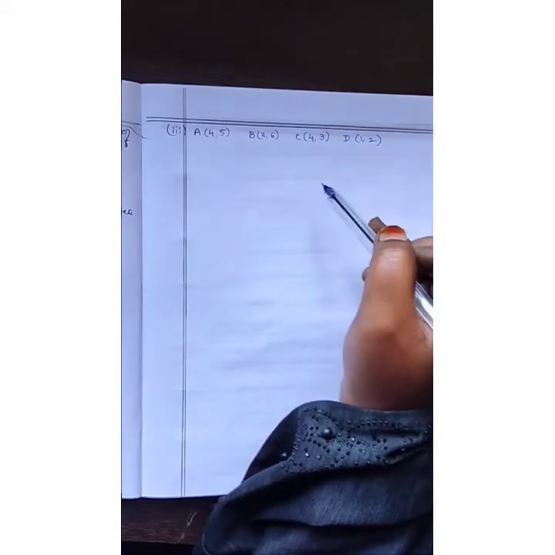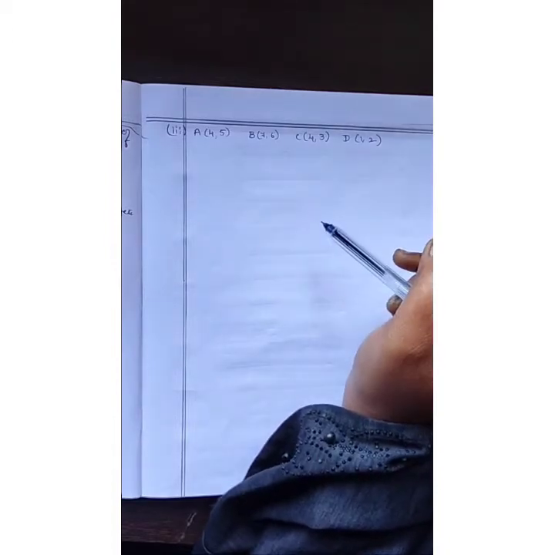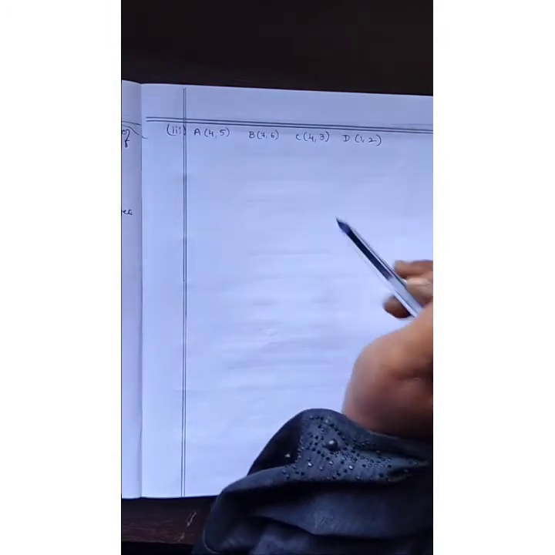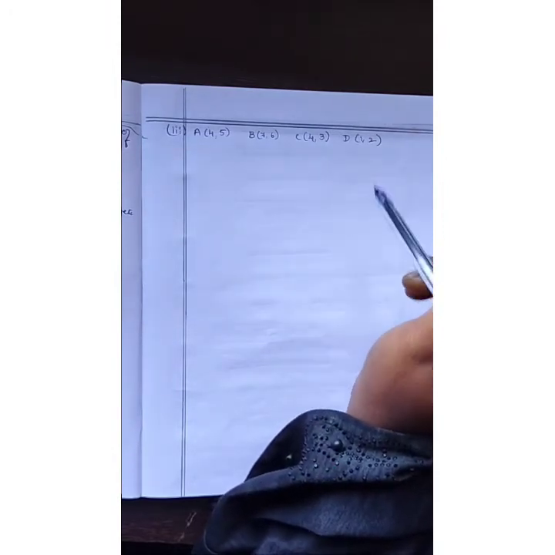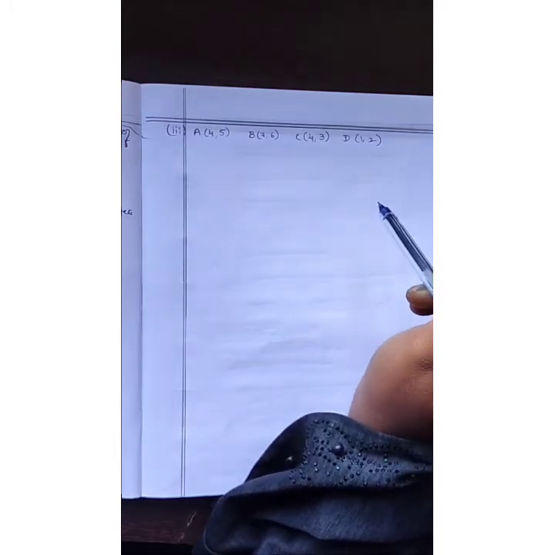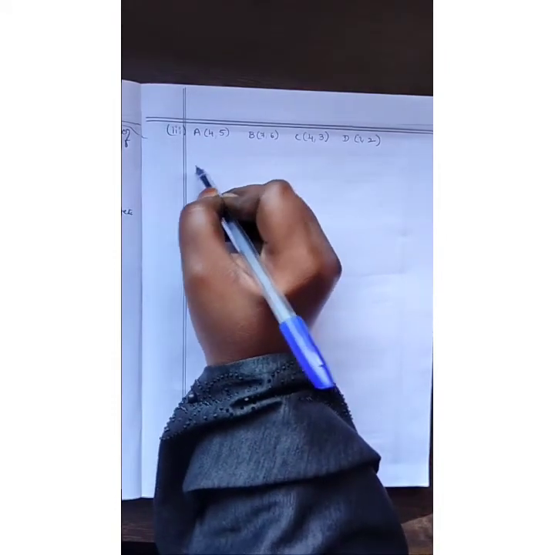Afterwards, calculate the diagonal distance. If all distances are equal, then it is a square. If two opposite side distances are equal and diagonals are equal, then it is a rectangle. If two opposite side distances are equal and diagonals are unequal, then it is a parallelogram. Okay dear students, now apply the distance formula and calculate the distance.